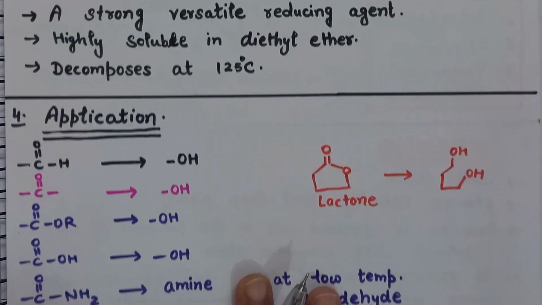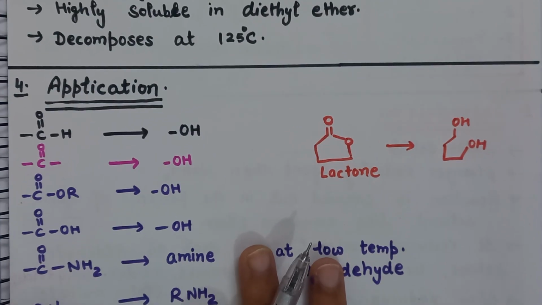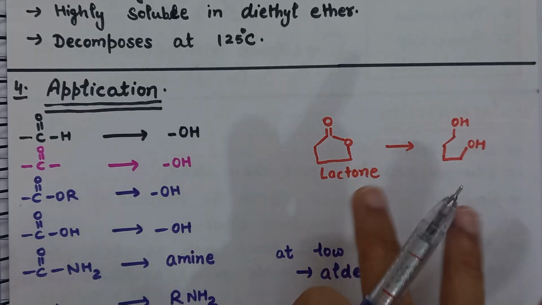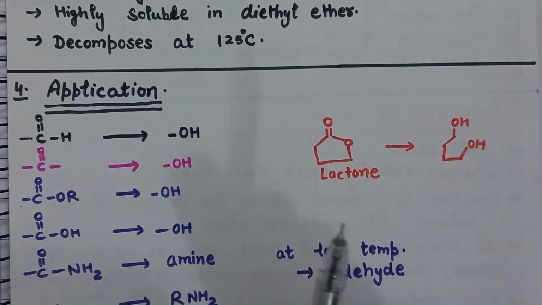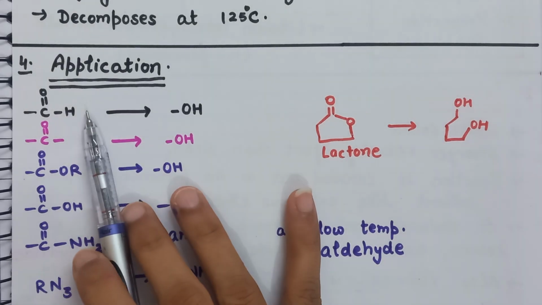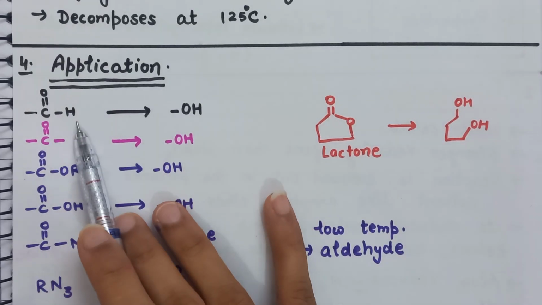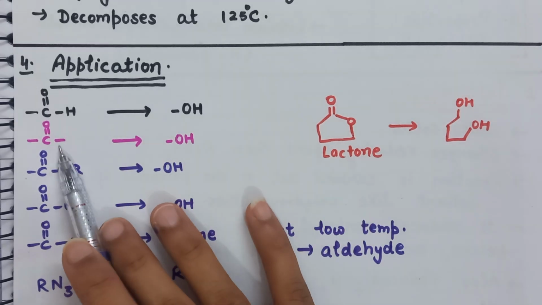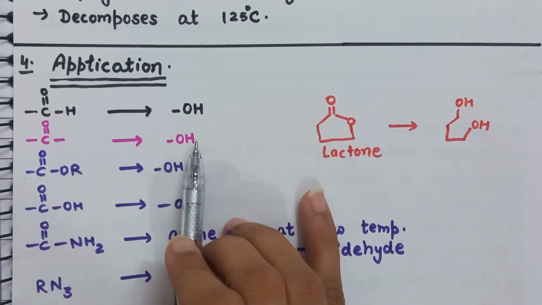Next we will discuss what the different applications of lithium aluminum hydride are. Here we will discuss what types of functional groups it can reduce and to which moiety they get reduced. So here the lithium aluminum hydride can reduce the aldehyde group into the alcohol. Ketone group is also reduced to the alcohol.